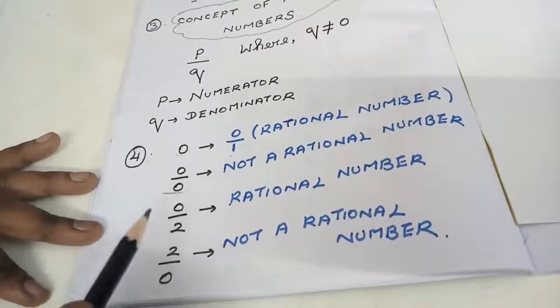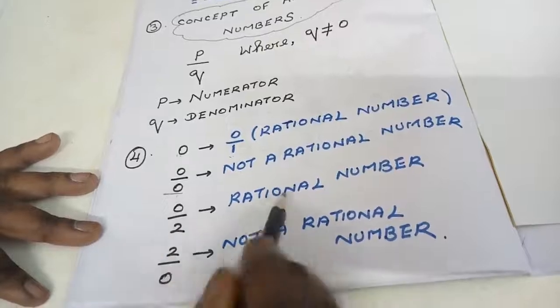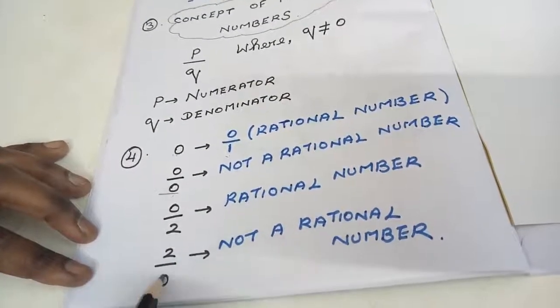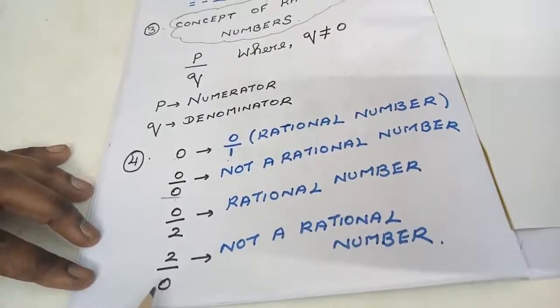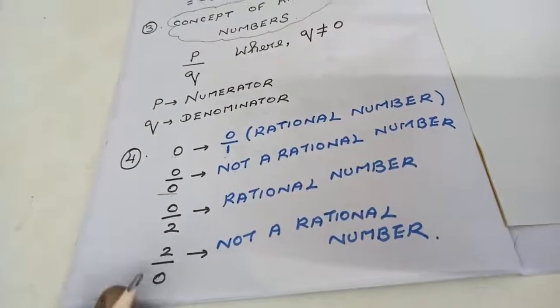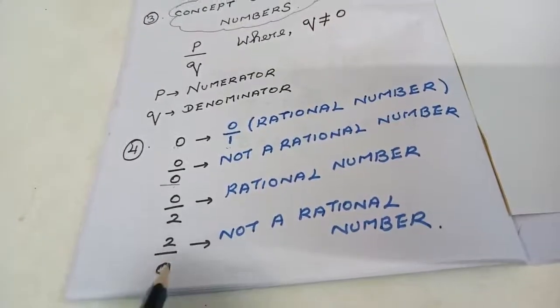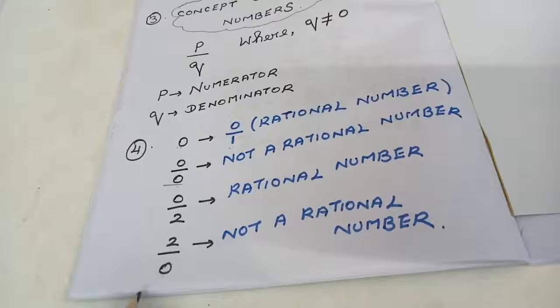So keep that in your mind. 0 divided by 2 is a rational number, but 2 divided by 0 is not a rational number, since you are getting the denominator part 0. So why must the denominator not be equal to 0? If your denominator is equal to 0, you can't find the value.